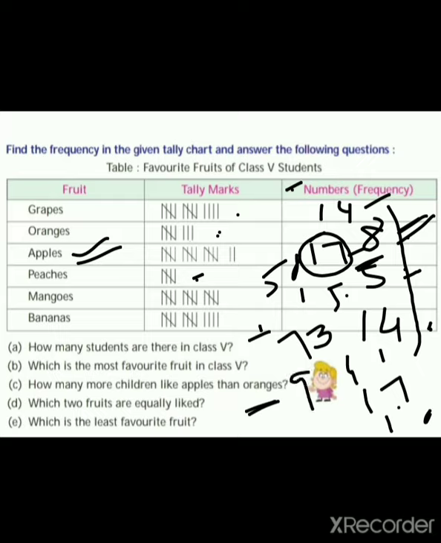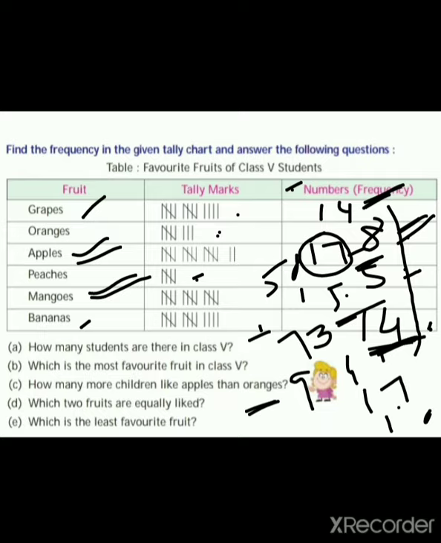Fourth question, which two fruits are equally liked? You can see here is the number 14 and here is also the number 14. So grapes and bananas are equally liked by students. Last question, which is the least favorite fruit? Least favorite means minimum. The minimum number is 5. So peaches are the least favorite fruit.